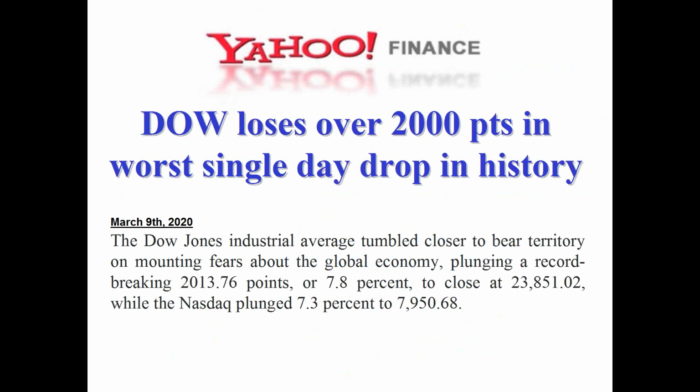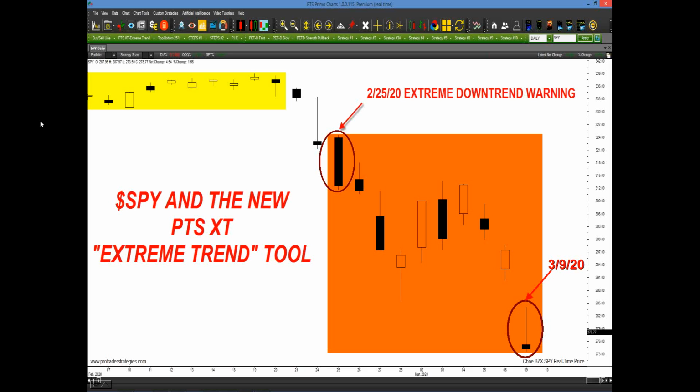All right, so let's look at how this tool could have helped you. As we see here, coming into that, we were in an uptrend zone, which would have gotten you out of the market on the 21st. So you would not have been in the market. These are the zones you would have been avoiding. Now look what happened on the 25th. That was your first block of a downtrend warning coming from this tool.